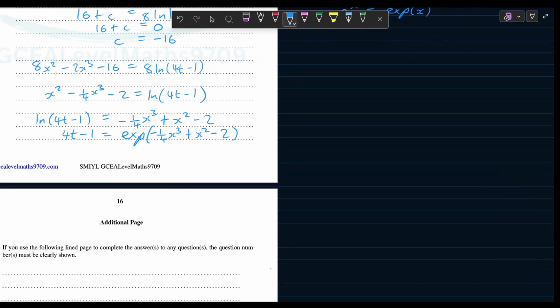All right, so we've got 4t minus 1 is equal to that. So add 1 to both sides, you get 4t is equal to 1 plus our exponential of negative a quarter x cubed plus x squared minus 2, and then divide both sides by 4, so you get t is a quarter plus a quarter exponential of negative a quarter x cubed plus x squared minus 2, and this would be our final answer.